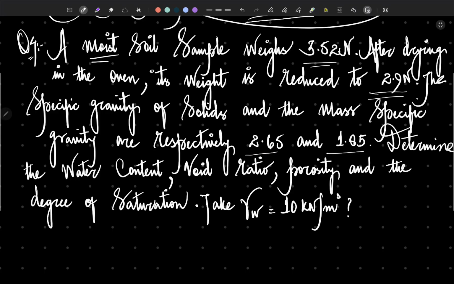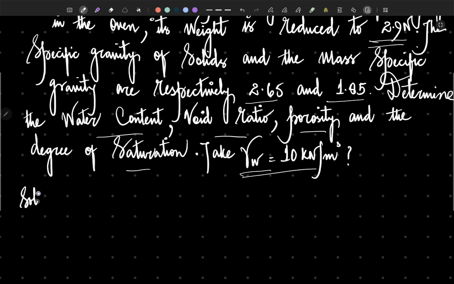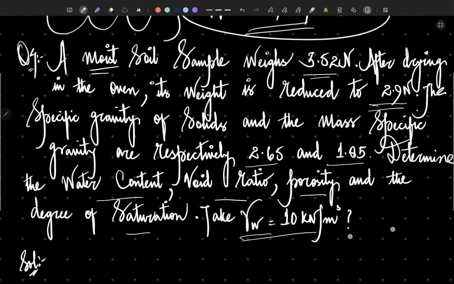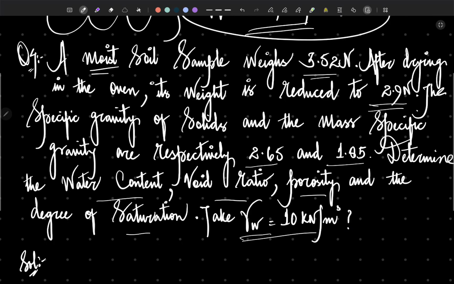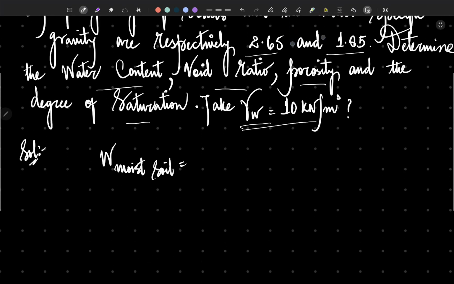We have to determine the water content, void ratio, porosity, and the degree of saturation. We have to take unit weight of water as 10 kilonewton per cubic meter. All right, so let's go on solving this question. What data has been provided? A moist soil sample weighs 3.52 Newton. Weight of moist soil, how much? 3.52 Newton.